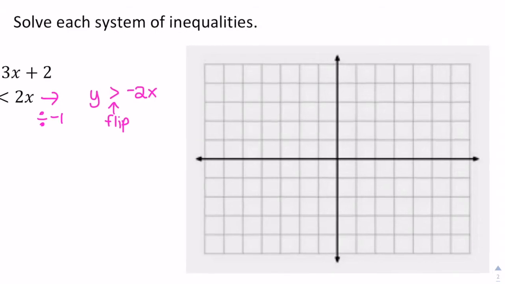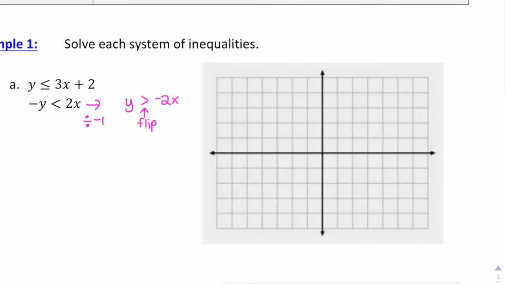Okay, for y is less than or equal to 3x plus 2, you've got a y-intercept of 2, slope of 3, so you're going to be going up 3 and to the right 1 to get to your next point. Gonna have to go backwards a little bit too here. This is an or equal to, so it's going to be a solid boundary line. So if we go ahead and connect those, there's your boundary line.